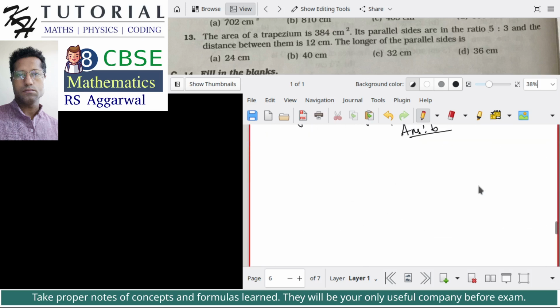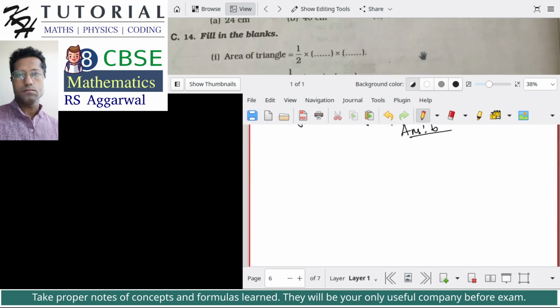Okay, let's do question number. So this brings to an end of section B, that is multiple choice question. Now let's do section C. These are all fill in the blanks question. Question number 14, part 1.